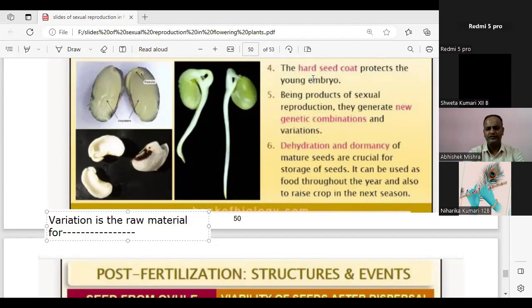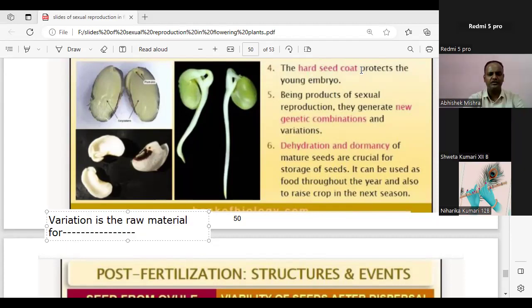Yes, sir. Variation is a raw material for? Evolution. Very good. Very good, Khushi. Shweta, is your answer same? You can also unmute yourself. Yes, sir. Good. Both of you, very good. Some of you have responded.